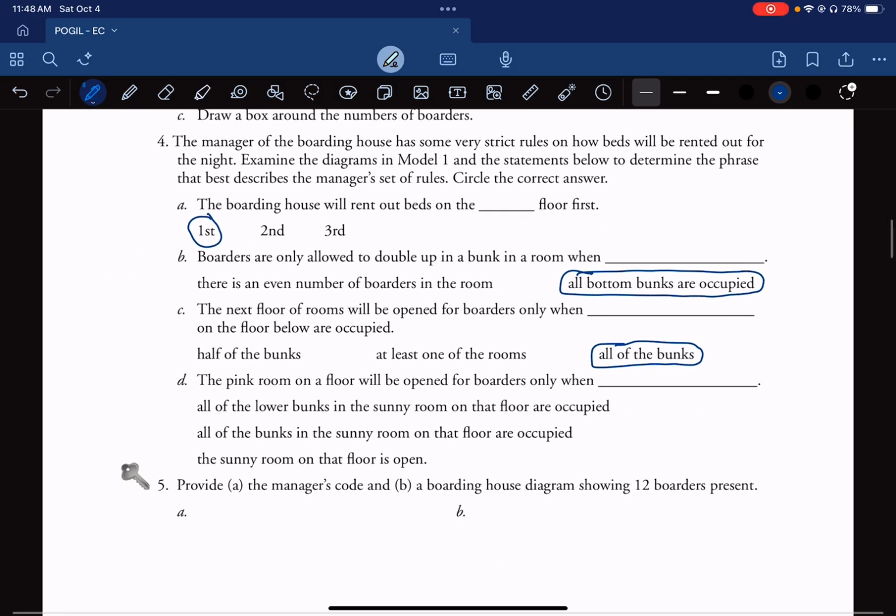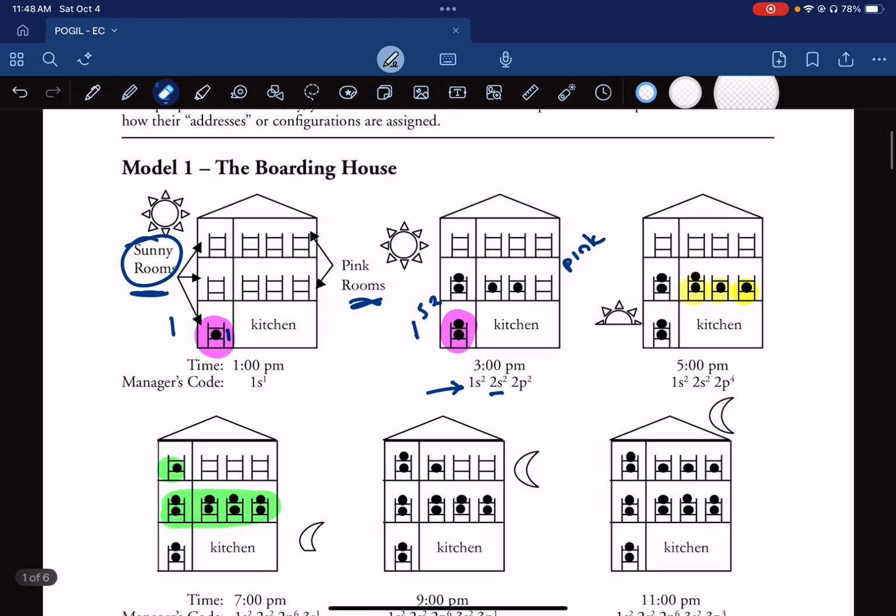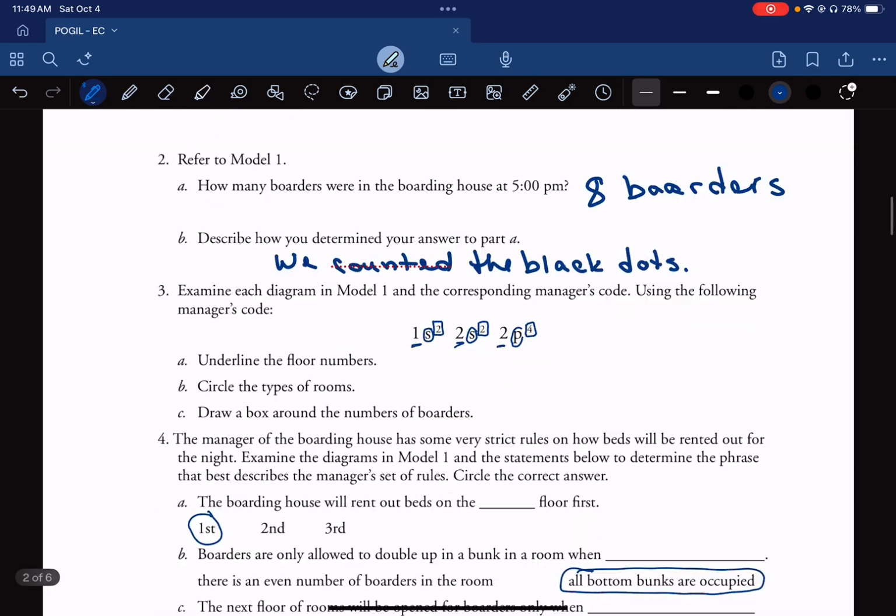And then it says the pink room on a floor will be open for boarders only when. Okay, so the pink room is the room on the right. So we have our sunny rooms over here. We have our pink rooms over here. And the pink rooms are to the right. And so we're filling up our sunny rooms before our pink rooms are full. So it does look like that's the case because here we're full, and so the pink room was opened up. And then as we move down here to this example, we're putting a boarder into that sunny room and filling up those bunks before the pink rooms are full. So that would be the case there.